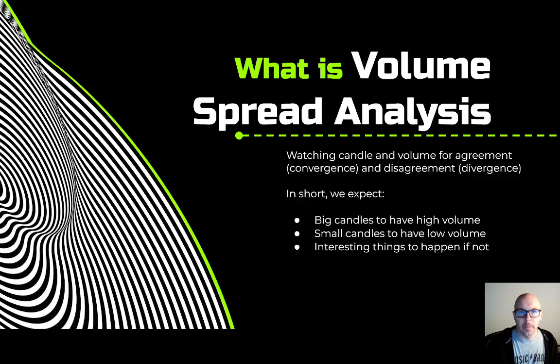So let's start with the basics of what volume spread analysis is. It is pretty straightforward. Essentially, the goal here is that we are looking at the price candle and the volume at the same time, and we're looking for the volume and the price to do the same thing. In other words, if we have a big candle, we expect to see large volume. If we have a small candle, we expect to see small volume. That helps us confirm what we're seeing. When we don't see those two things match up, it is called divergence, and we are going to talk a little bit about what that is.